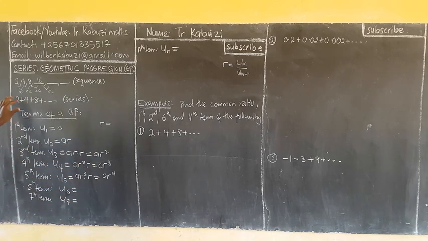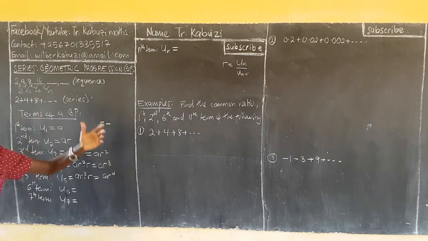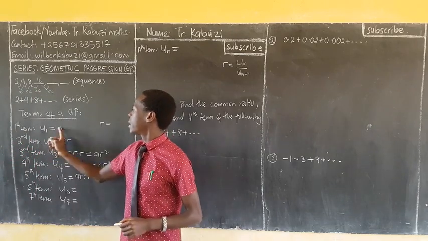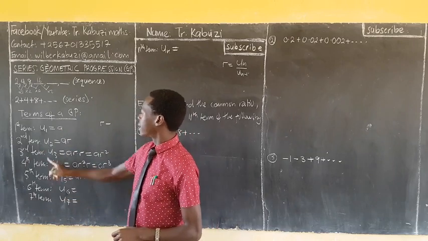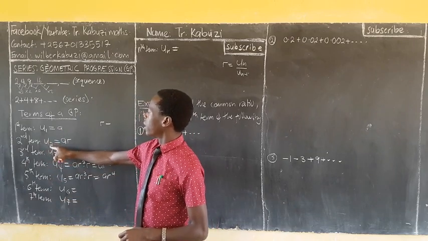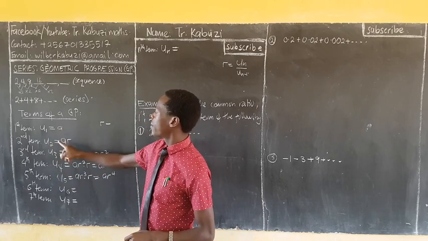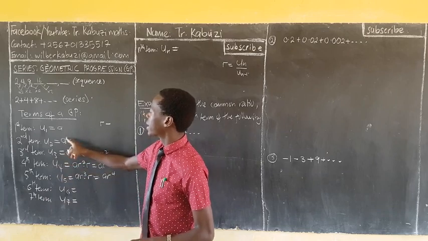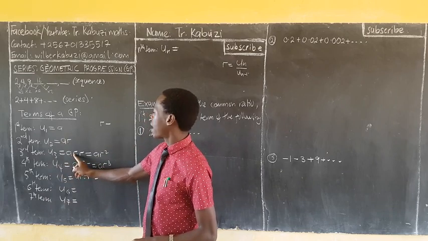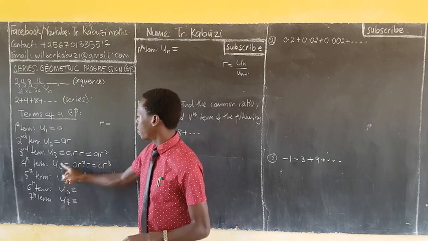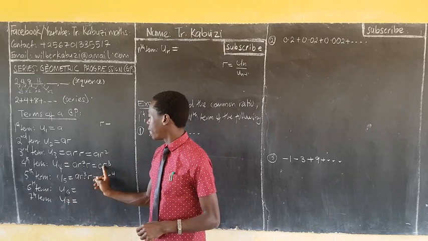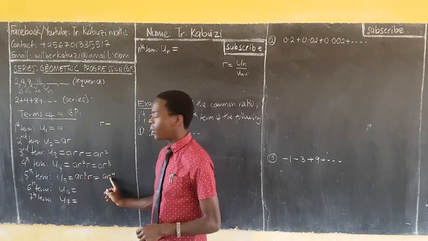Now, if we add the terms of the sequence, what we generate is what we call a series. Now, the terms of a GP. The first term is always A. The second term, U2, equals the first term multiplied by R, so we get AR. To get the third term, you take the second term and multiply it by R. To get the fourth term, you take the third term times R. To get the fifth, you take the fourth times R.